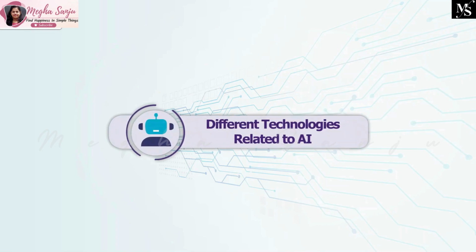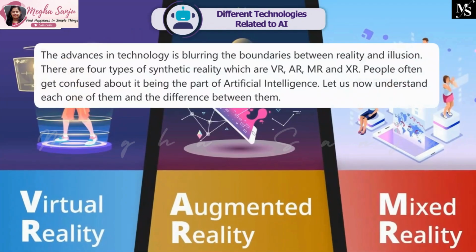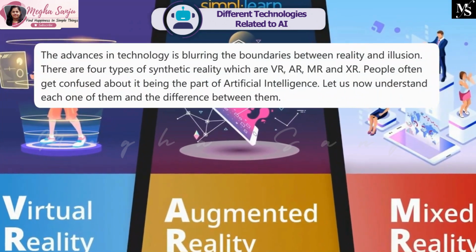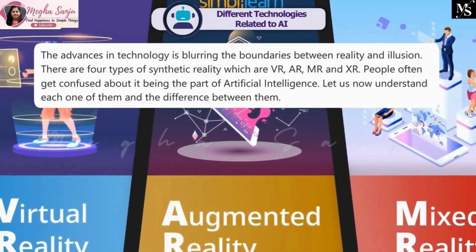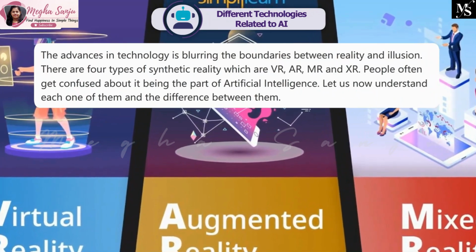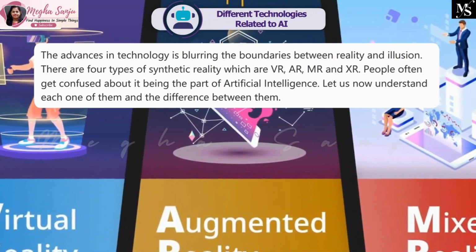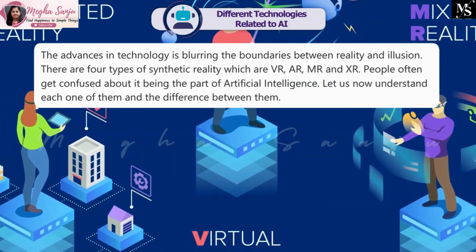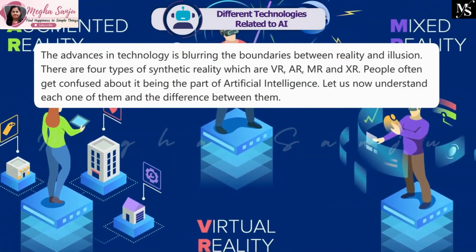Different technologies related to AI. The advances in technology are blurring the boundaries between reality and illusion. There are 4 types of synthetic reality, which are VR, AR, MR, and XR. People often get confused about it being part of artificial intelligence. Let us now understand each one of them and the difference between them.